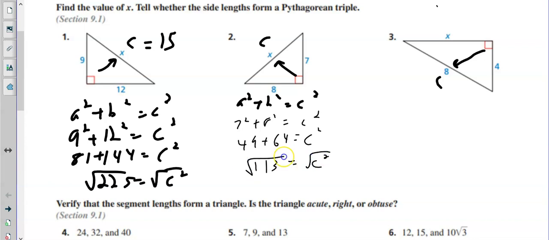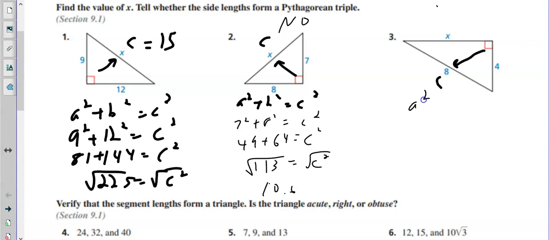You square root both sides. That is not a Pythagorean triple. All right? Because if you took the square root of that, you would get 10.6 approximately. So that is a no. It does not make a Pythagorean triple.